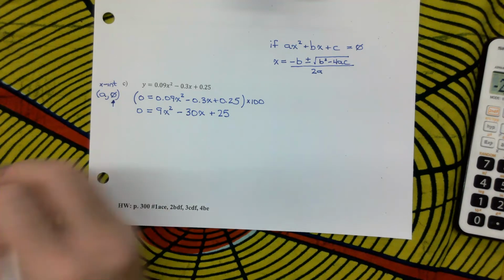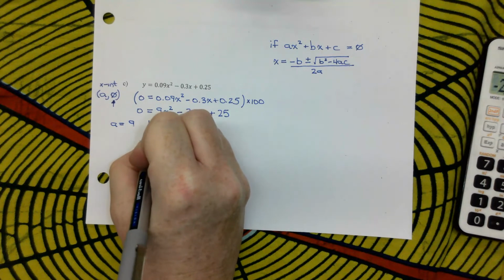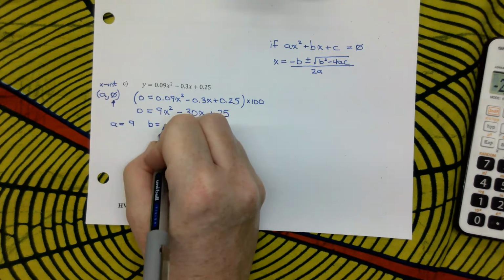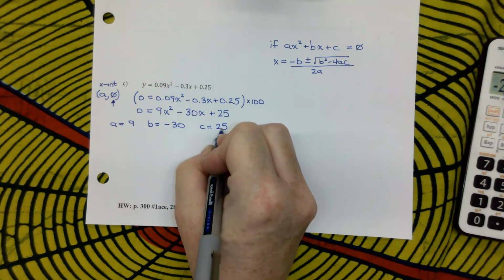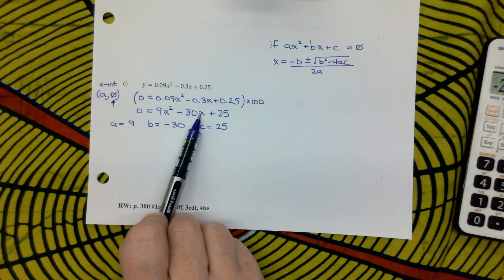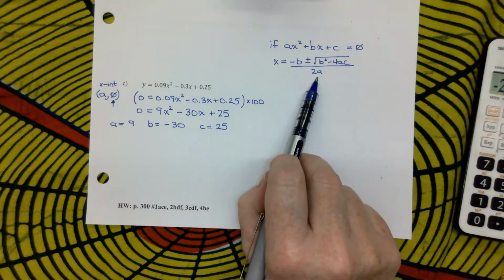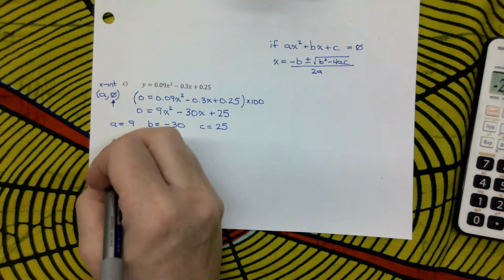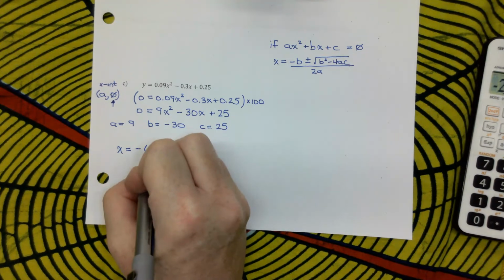Okay, so now I know my A is 9. I know my B, it's always in front of the x, negative 30, and I know my C is 25. So A is 9, it's the number in front of the x squared. B is negative 30, it's the number in front of the x, and C is 25. So I'm going to go ahead now and replace A, B, and C in the formula.